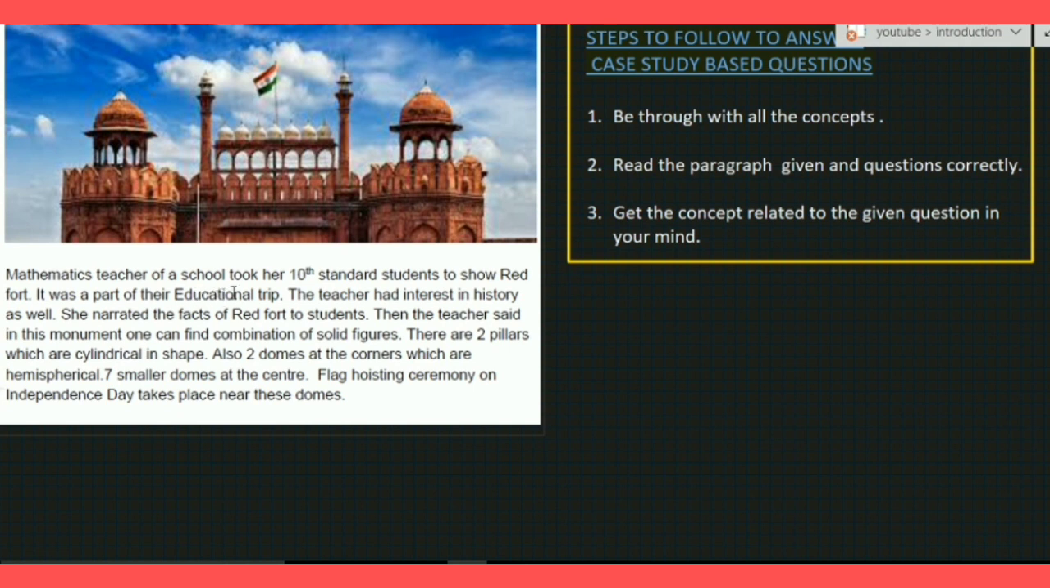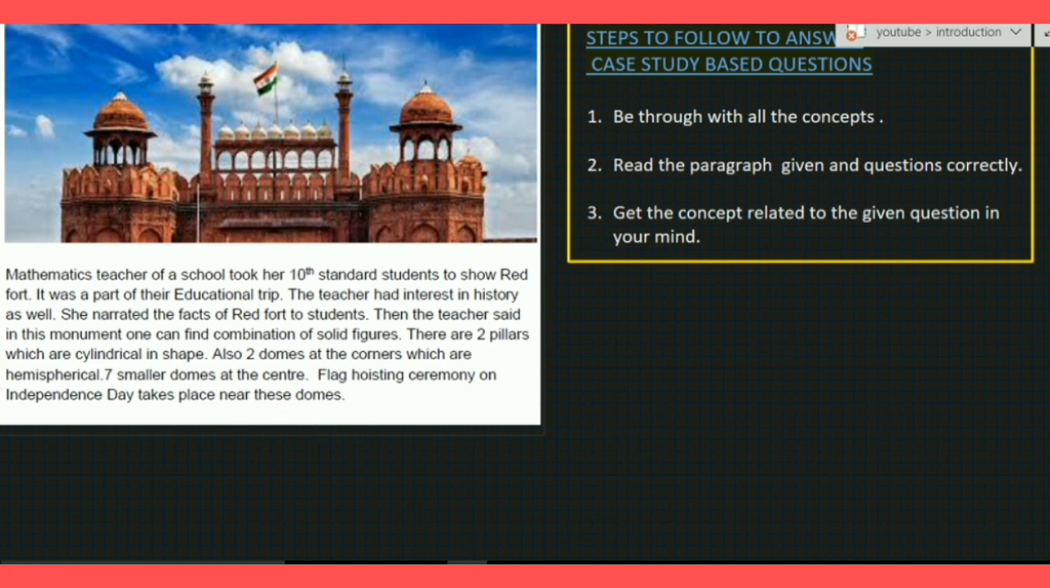Mathematics teacher of a school took her 10th standard students to see Red Fort. It was a part of their educational trip. The teacher had interest in history as well. She narrated the facts of Red Fort to students. Then the teacher said, in this monument, one can find combinations of solid figures. There are 2 pillars which are cylindrical in shape, also 2 domes at the corners which are hemispherical, and 7 smaller domes at the center. Flag hoisting ceremony on Independence Day takes place near these domes.